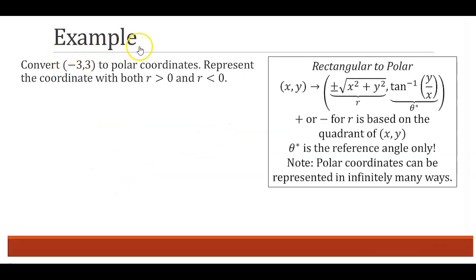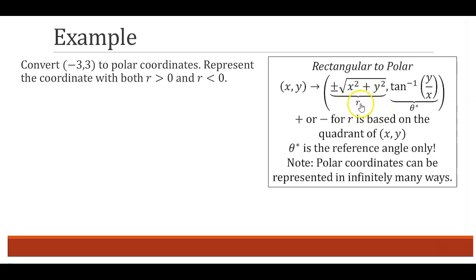In this example, we're going to go the other way around. We're going to convert negative 3, 3, a rectangular coordinate, to polar coordinates. But this can actually be done in more than one way. So we're going to represent the coordinate with both r as a positive value and r as a negative value. Let's look at the conversion factors. So to go from rectangular to polar, from xy to r theta, we have to do a little bit of work and a little bit of critical thinking here.